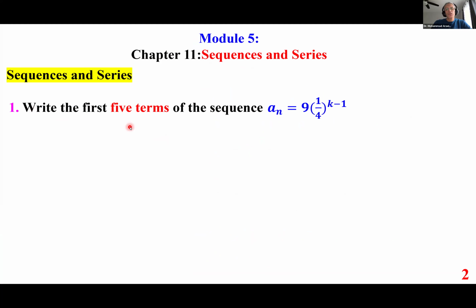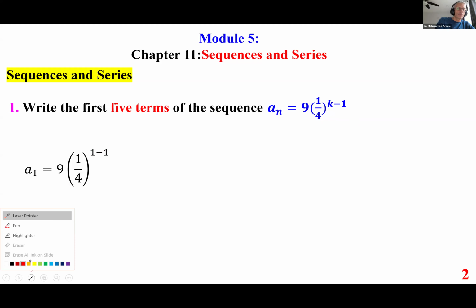Write the first 5 terms of the sequence a sub n equals 9 times 1/4 to the power of k minus 1. Simply put, replace the k with 1, 2, 3, 4, 5. So if you replace it with 1, you get 0 here. 1/4 to the power of 0 is 1. So we get 9.